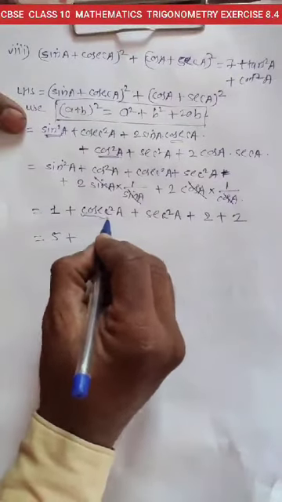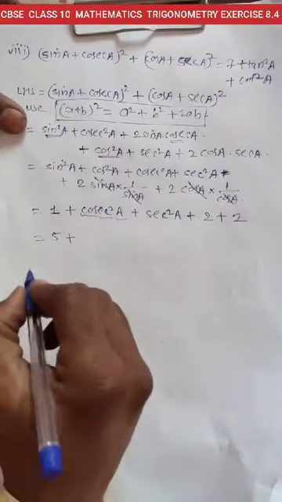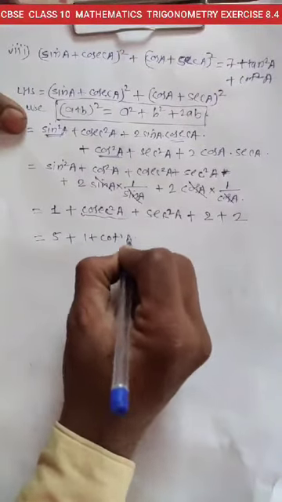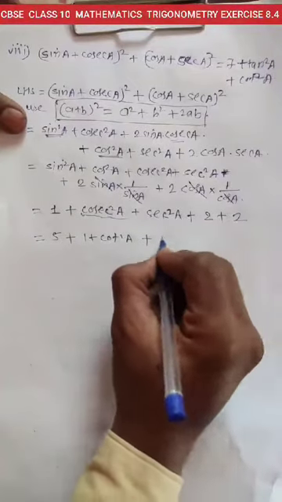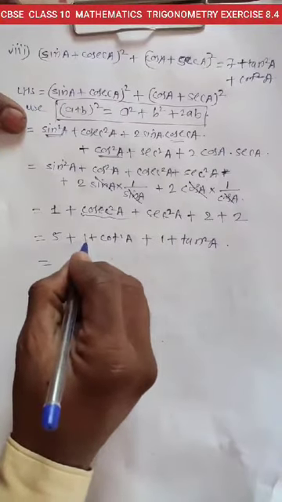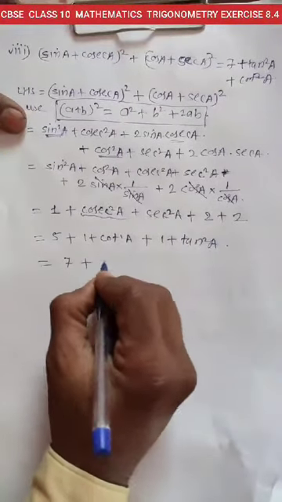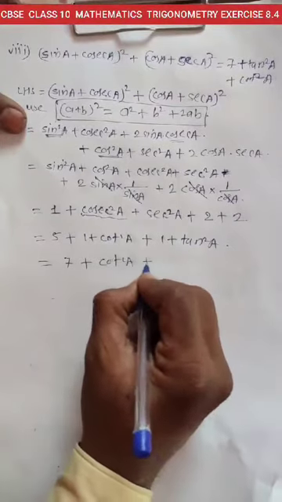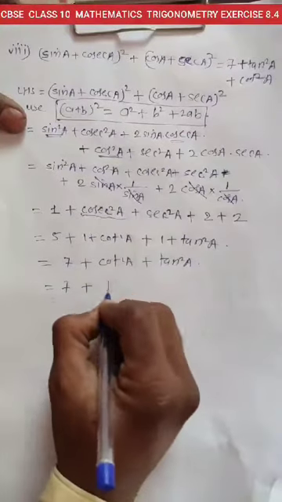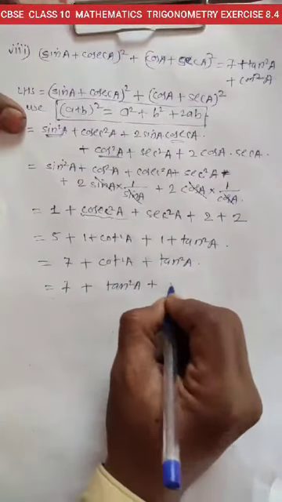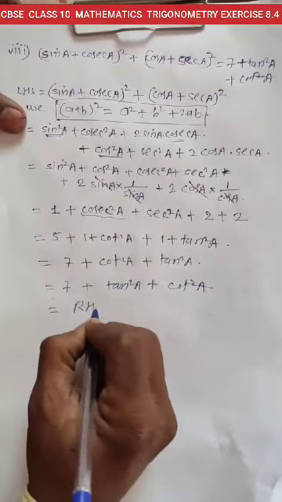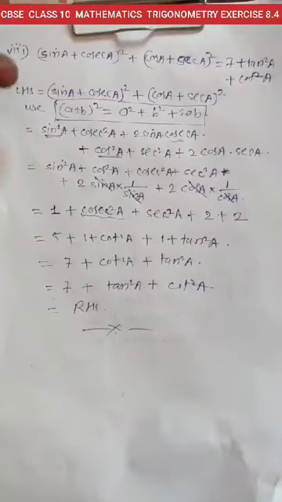Now instead of cosec²A, simply put the trigonometric identities. What about the cosec²A? That is 1 plus cot²A. Plus what about the sec²A? 1 plus tan²A. So now 5 plus 1 is 6, 6 plus 1 is 7, plus cot²A plus tan²A. That is 7 plus tan²A plus cot²A. And this is nothing but the right hand side. So this is our example.